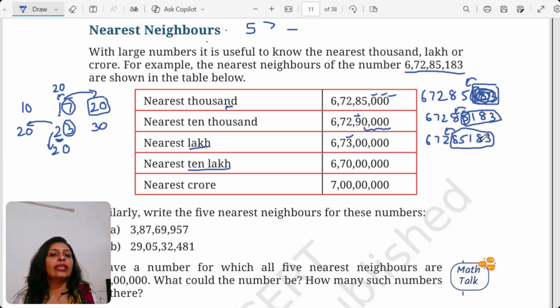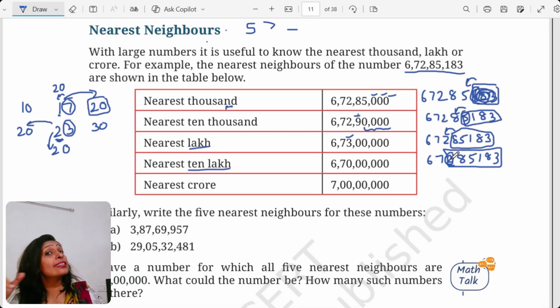Again, 10 lakh. The number is 67285,183. For 10 lakh I'm going to see the six digits, so this 2, and again the hero number is 2. 2 is again lesser than 5, it is a weak number, it will not increase my next number. Always remember such things with stories, or add something interesting to it, so that you never forget those numbers. So 2 is never impacting that, so 7 is 7 only. So it is going to be 6700000, right?